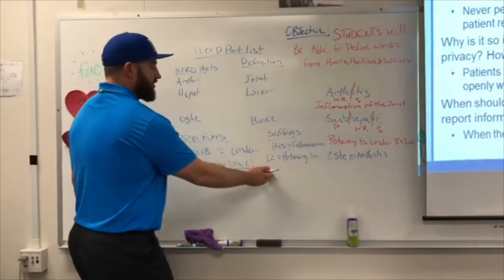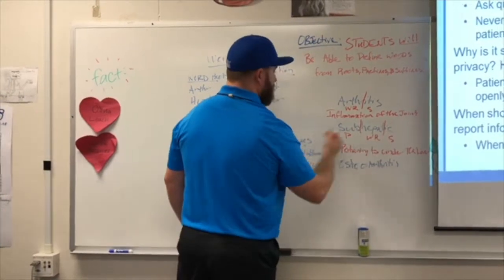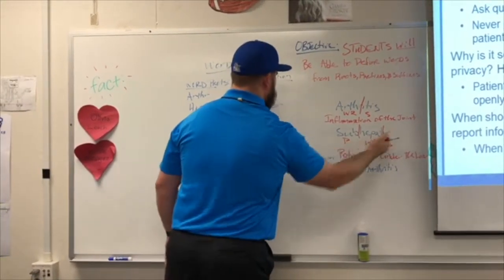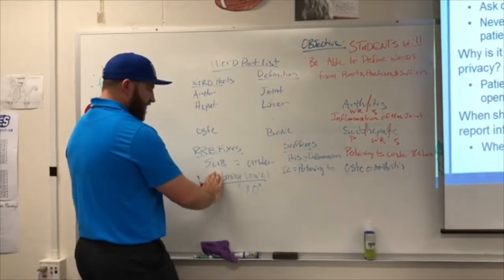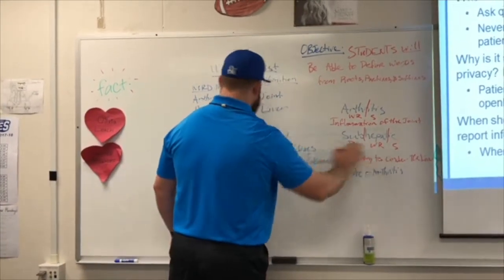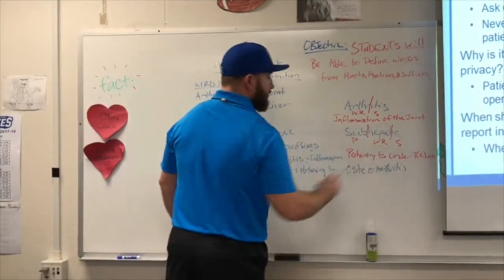So if we go to our chart here, ic is pertaining to, we start there. Remember we always define them back to front. So we start at the back, go to the front, pertaining to, sub. Okay, we find that is under. So under, and then hepat, we go to our word roots, it means liver. So pertaining to, under the liver.